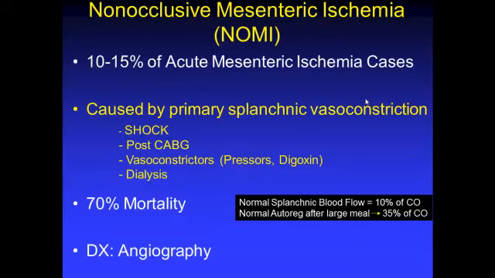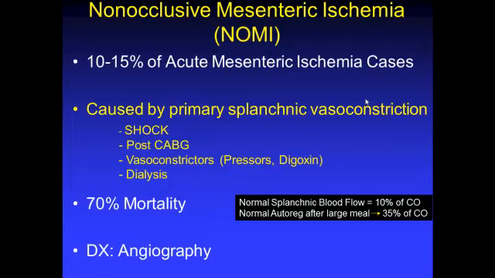Non-occlusive mesenteric ischemia accounts for about 10 to 15% of cases. This is basically where you get a splanchnic vasoconstriction. So these are patients that are in extremis, often due to other non-bowel related issues. Hypovolemic shock due to sepsis, due to cardiogenic etiology. Patients have had CABGs with complications. Patients are on high-dose vasoconstrictors.